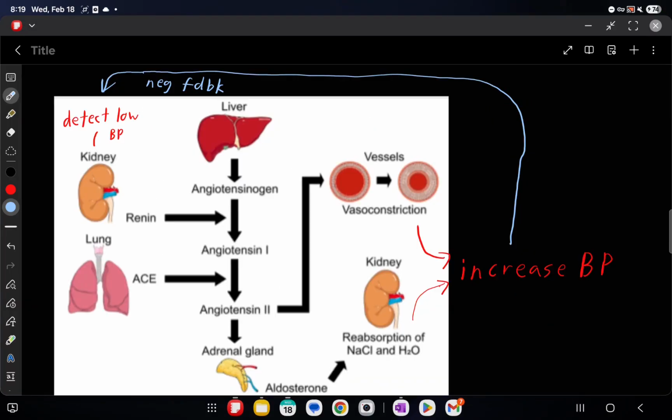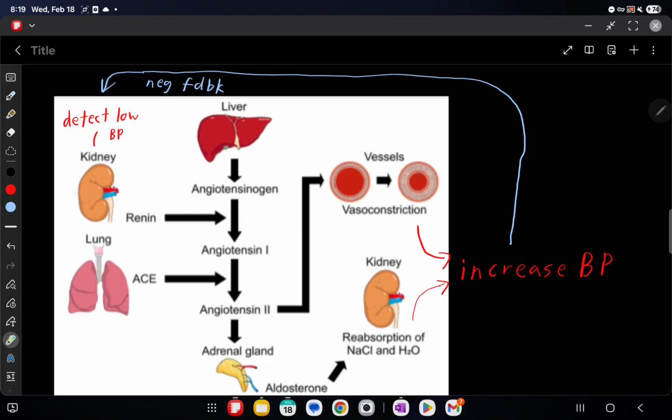Okay, so the way that low blood pressure induces aldosterone release is the following. Basically your kidneys detect low blood pressure, and in response to this, your kidneys will release renin. And renin will react with angiotensinogen, which is a liver hormone, and turn it into angiotensin 1. Then, your lungs have this enzyme called angiotensin converting enzyme, and as you can imagine, they're going to convert your angiotensin 1 into angiotensin 2.